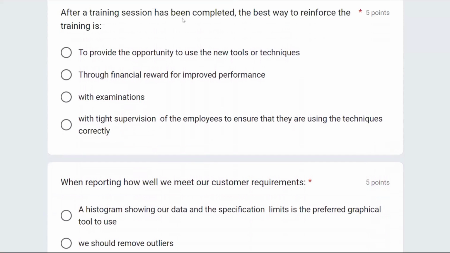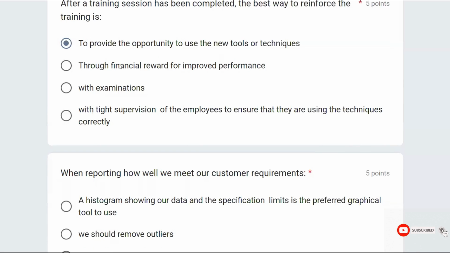After a training session has been completed, the best way to reinforce the training is to provide the opportunity to use the new tools and techniques, and not through financial or monetary reward, or examination with tight supervision and all that. So the best thing is to provide opportunity.